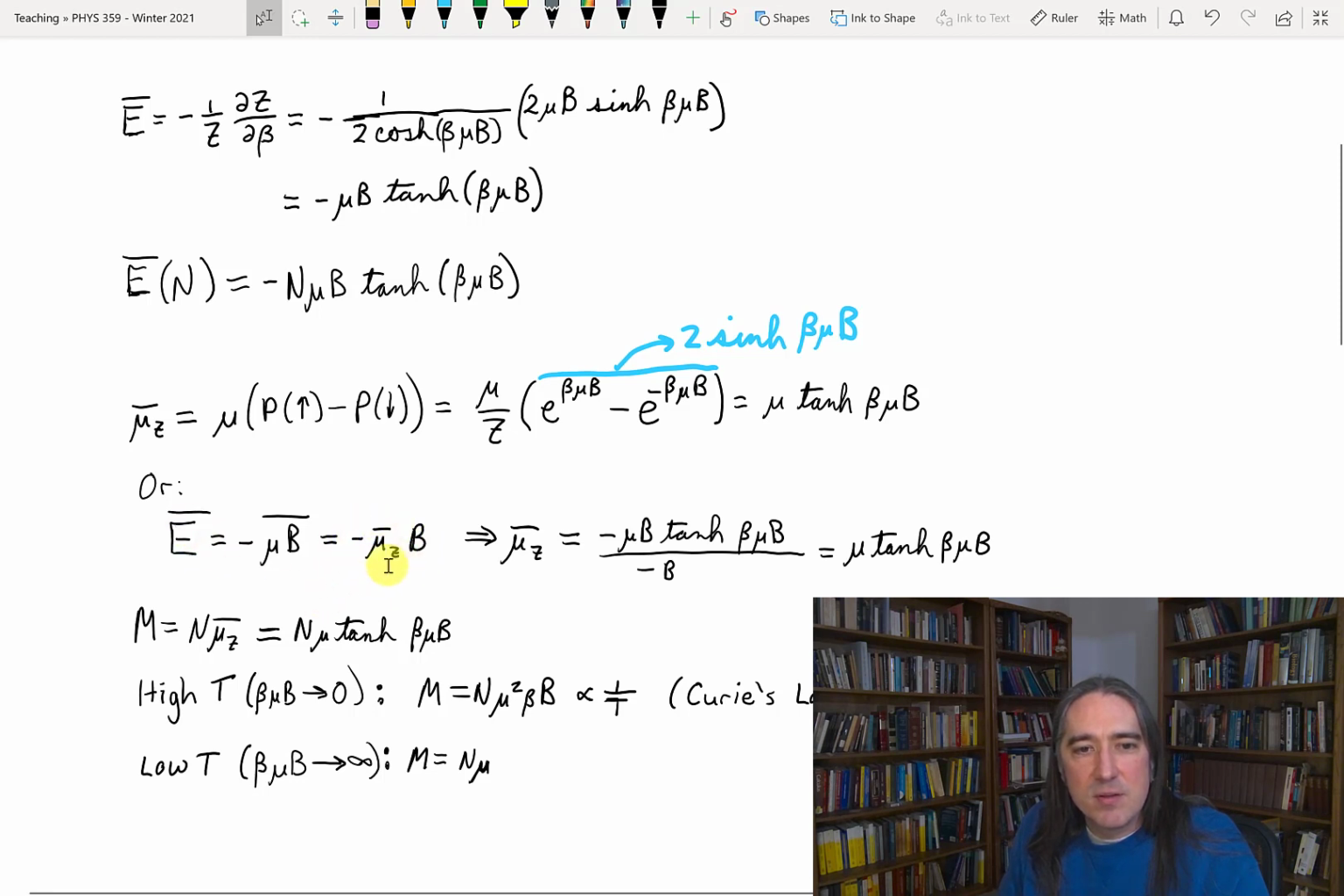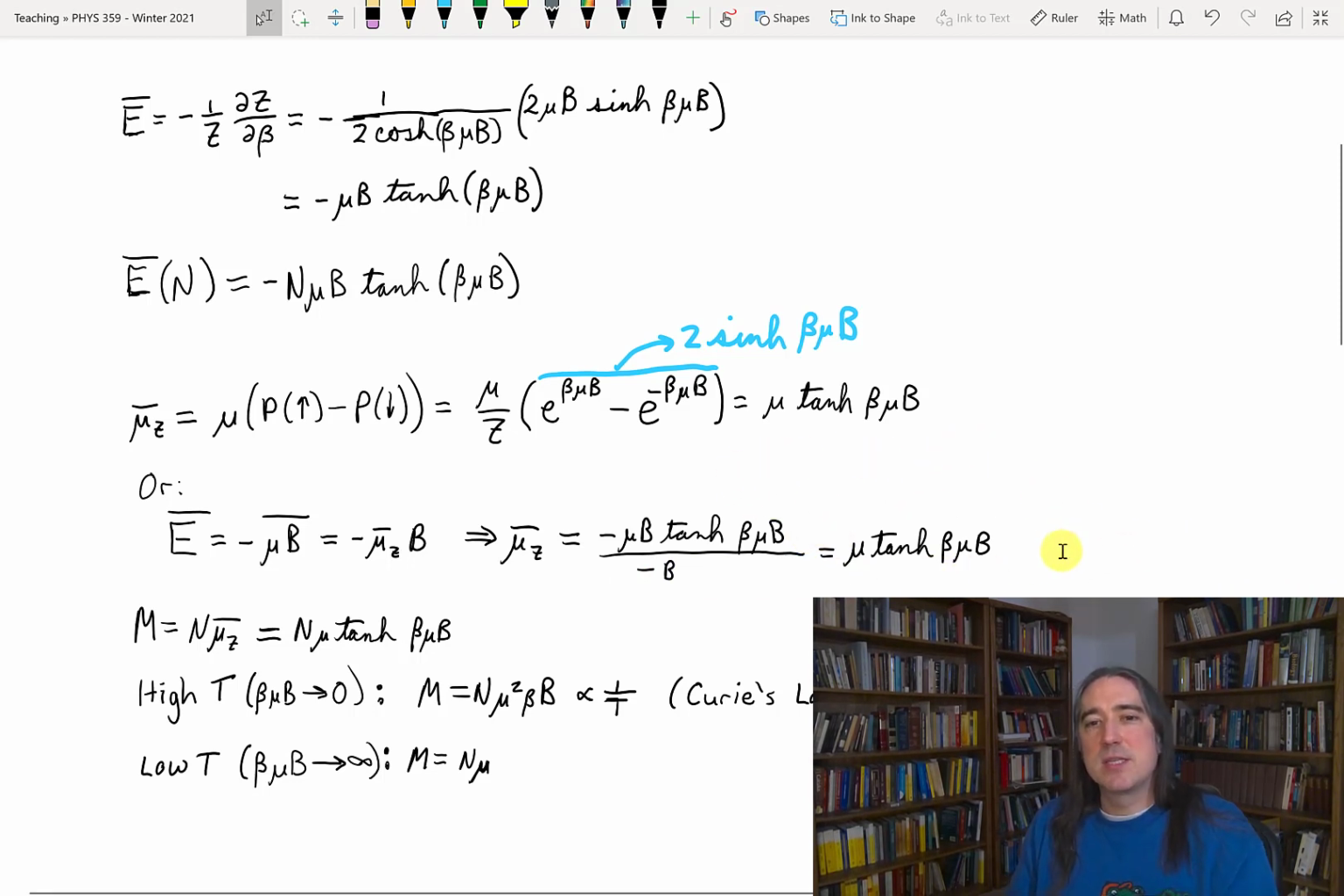Well, this is what we wanted. Average energy is what we already had, okay? And we have this great formula to get that from the partition function. So just solve for the average of mu z, right? It's going to be the expectation value of the energy on top. We'll divide by minus b, right? Minus b, that's in the bottom. And then we get exactly what we got up here.